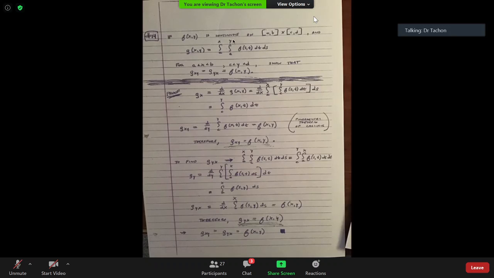Fubini's theorem says if you have a continuous function, it doesn't matter if you do dx dy or dy dx. It's not going to matter which way you integrate. And then Clairaut's theorem with partial derivatives says if you have a continuous function, it doesn't matter if you do the partial with respect to x then y or the partial with respect to y then x. And this is a theorem that links them together, which is really cool. So this is a version of the proof of why it works.